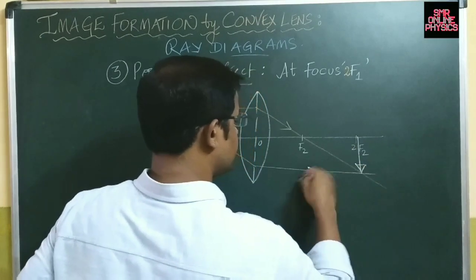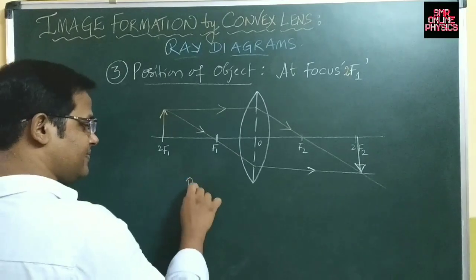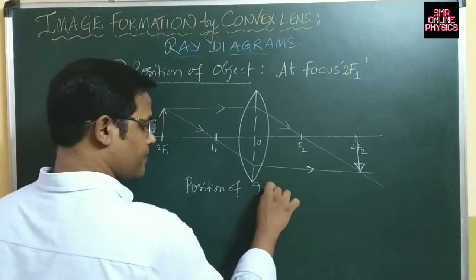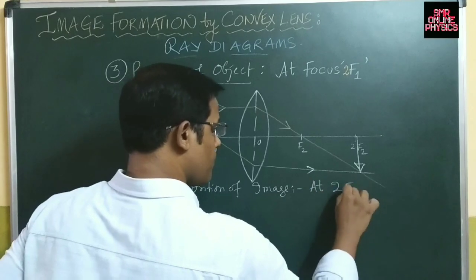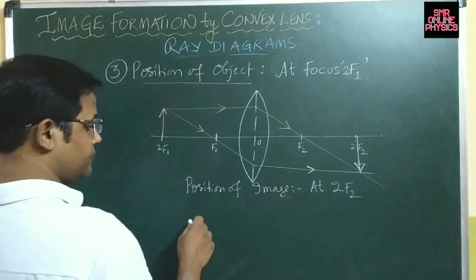This is a unique position for convex lens, as it forms a real and inverted but same sized image. For this, the magnification will be equal to -1.